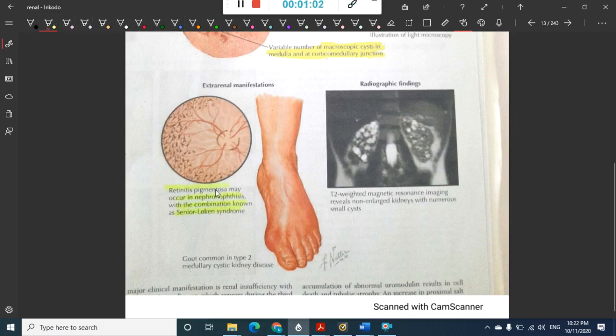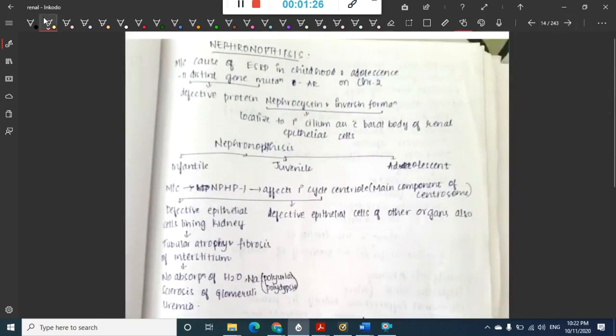Those include retinitis pigmentosa, which is seen along with nephronophthisis. In type 2 medullary cystic disease, you see gout associated with this. So this is the picture of magnetic resonance imaging, which is showing numerous cysts. Non-enlarged kidneys with numerous cysts. So that is nephronophthisis. Now we will learn some important points about nephronophthisis.